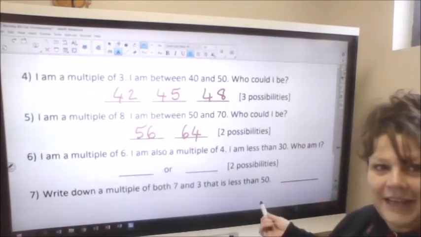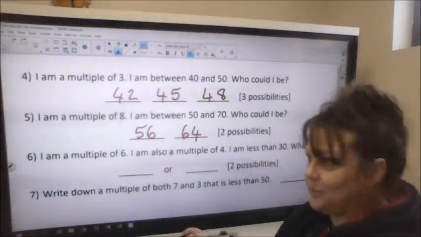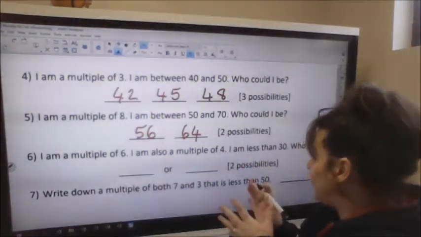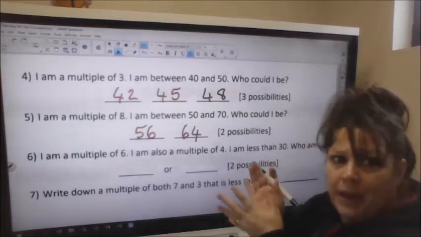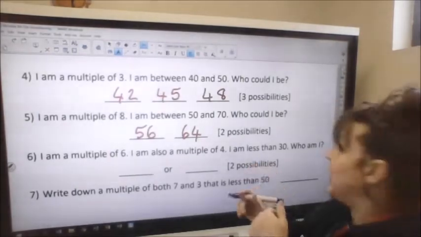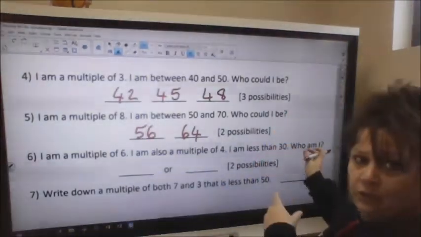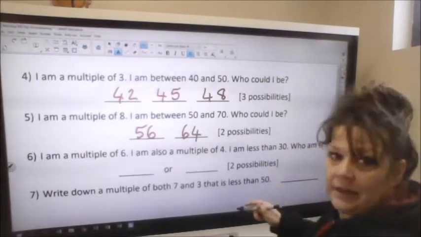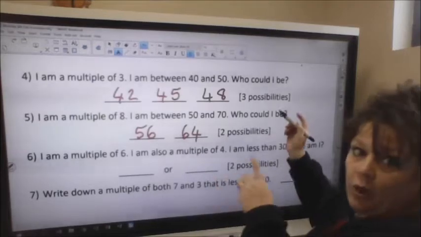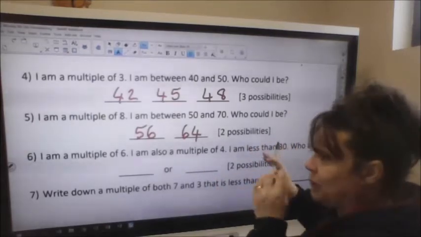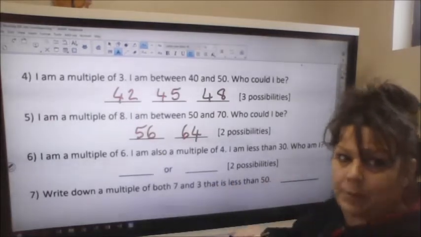Okay, year 6, how did you get on? Let's have a little look. So I'm a multiple of 6. So it appears in the 6 times table. I'm also a multiple of 4. Okay, and so we've got to think about our 6 times table and our 4 times table. So one way of doing that is to write both of those tables side by side, and then we can see. It's less than 30, so any numbers that appear in the 6 times table or the 4 times table after 30, I don't count. So that makes it a little bit easier.